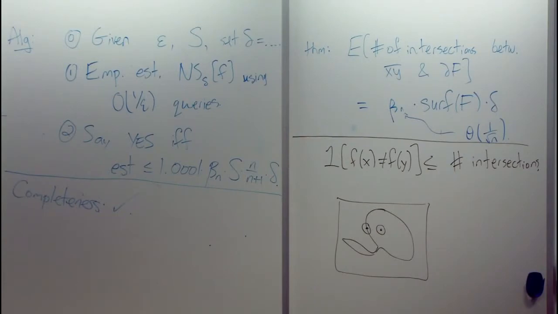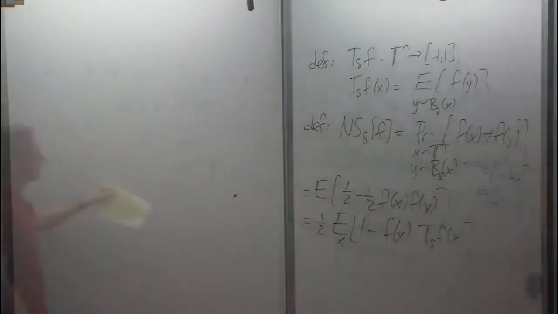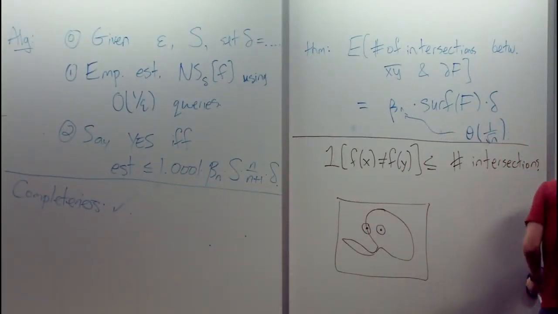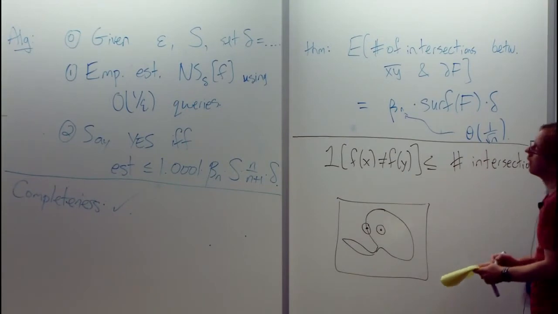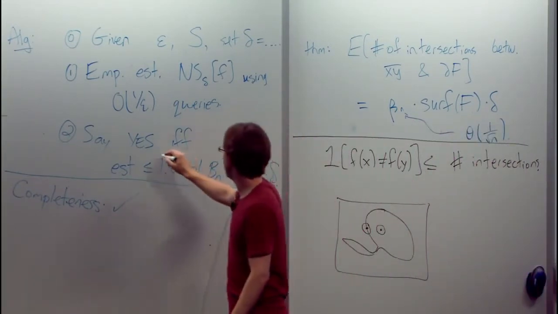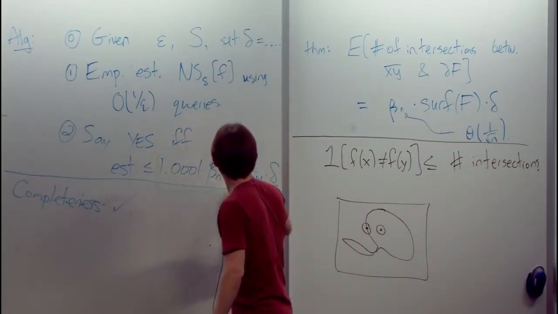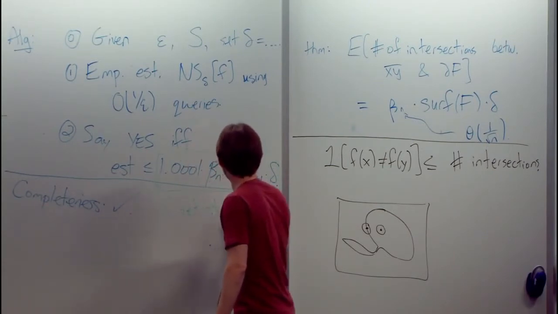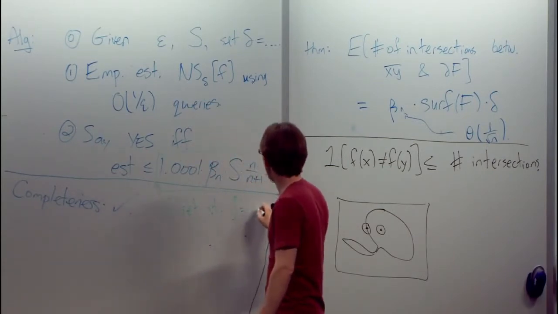The soundness is, okay, so actually I should tell you how you set delta. In fact, how you set delta so that this thing is epsilon. Delta is set such that this quantity is 0.01 epsilon.